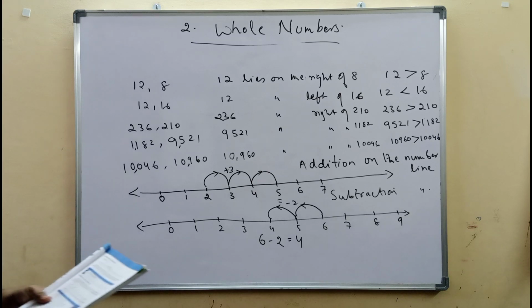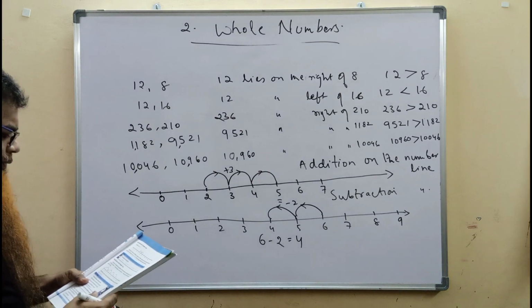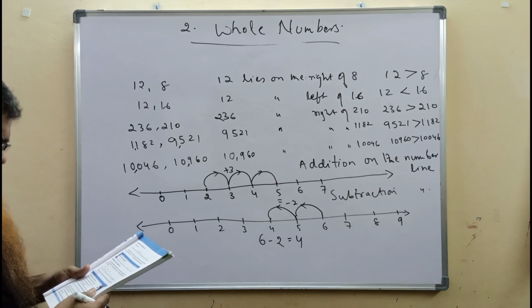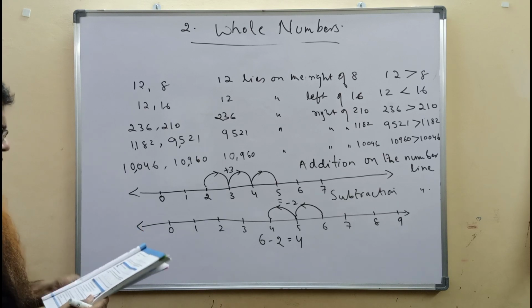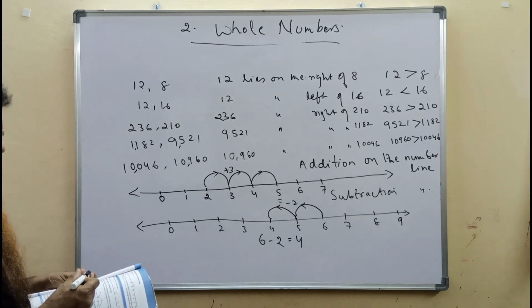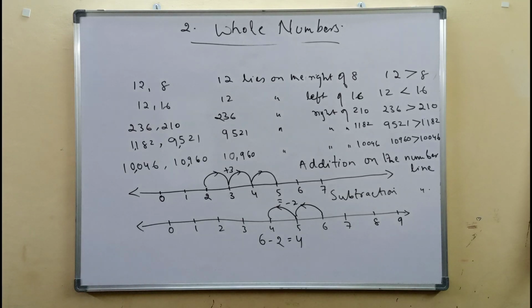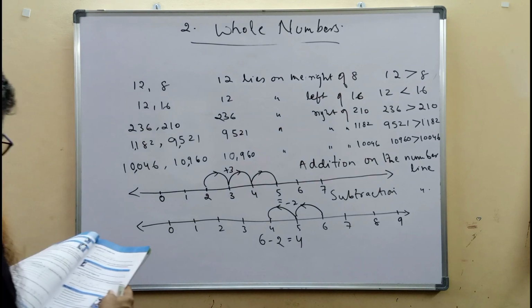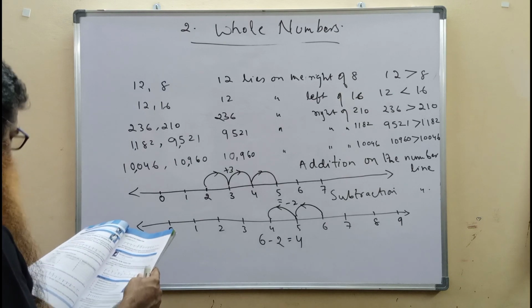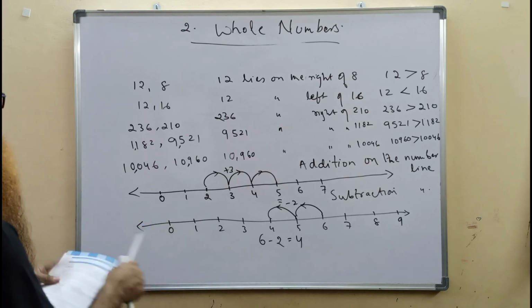Show these numbers on number line. Page number 17. In Do This, it's asking us to show some numbers on the number lines. Let's do that. Before that, let's repeat what we have done in the box on page number 16.